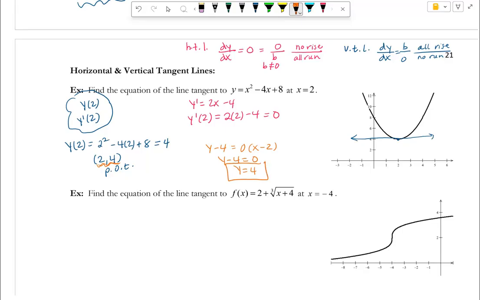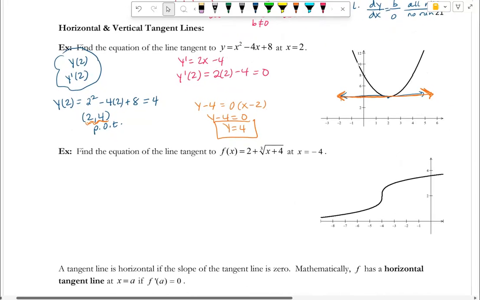So anytime we have a horizontal line in general, we can write our equation as y equals a constant. And we'll notice that at y equals 4, that horizontal line is going to just touch our parabola at the vertex, and that is our tangent line there.